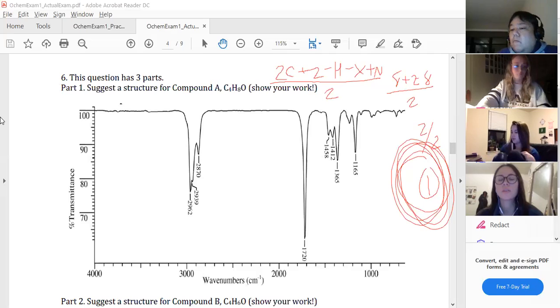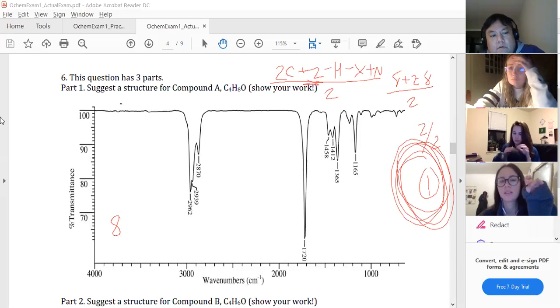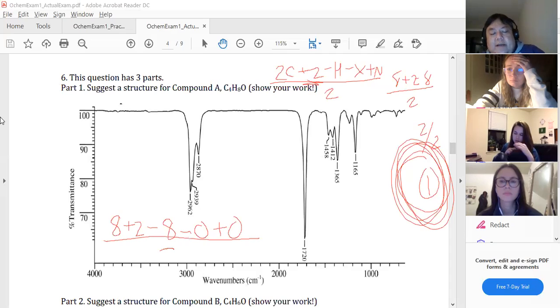So how did you get 2 after the 4? Because I know we have 4 carbons, so we multiply 2 times 4. So that's 8, right? We add 2. We subtract the number of hydrogens, which is 8. We subtract the number of halogens. We don't have any halogens here, so that's 0. And then we add the number of nitrogens, which is also 0 in this one, all divided by 2. So 8 plus 2 is 10, minus 8 is 2, over 2 equals 1. Does that make sense? Yeah. You guys can do this test at home.